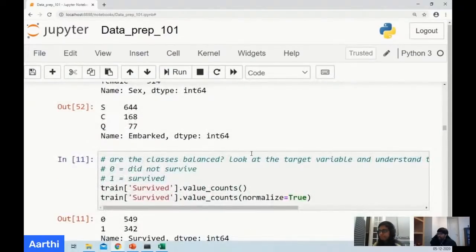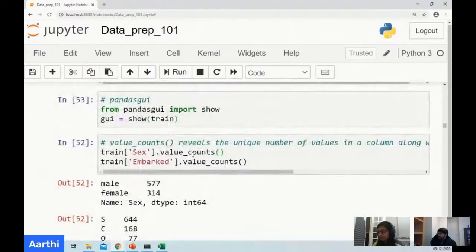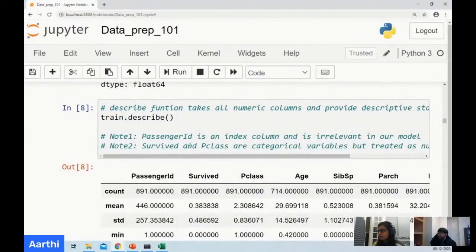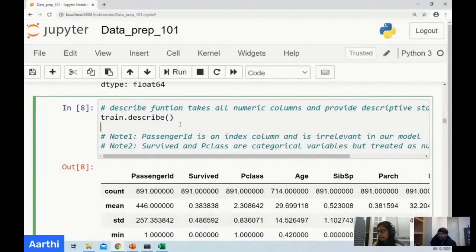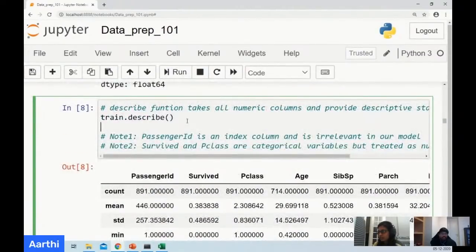Also, one quick question. How does the describe data reveal, or how do I read this? 25% died, did not survive, 50% died, did not survive, and 75. Yes, this one, train.describe. So what this does is it just takes all the numeric columns from your data. This does not split your data between numeric data or categorical data. So sometimes you will have ranking 1, 2, 3.